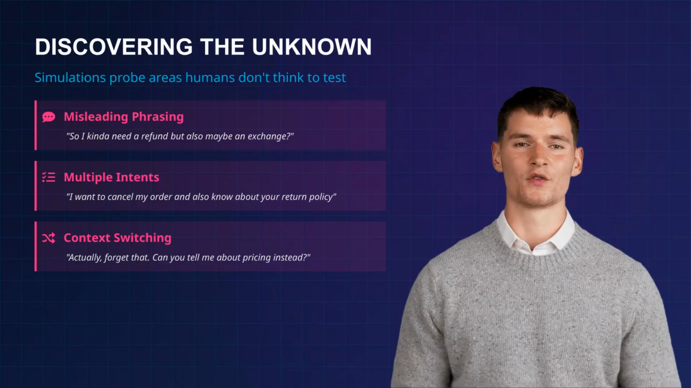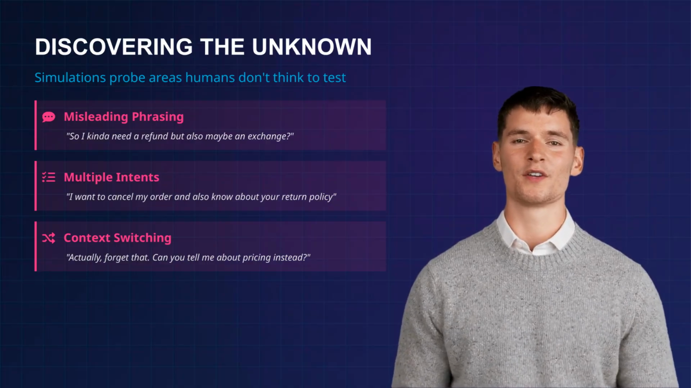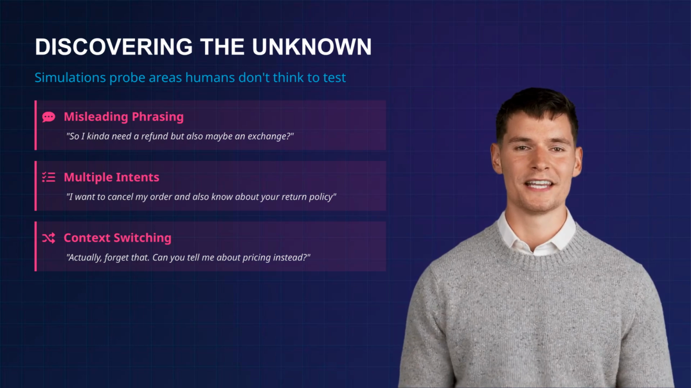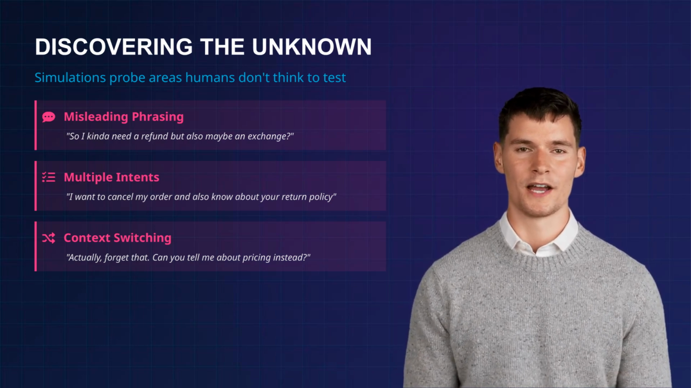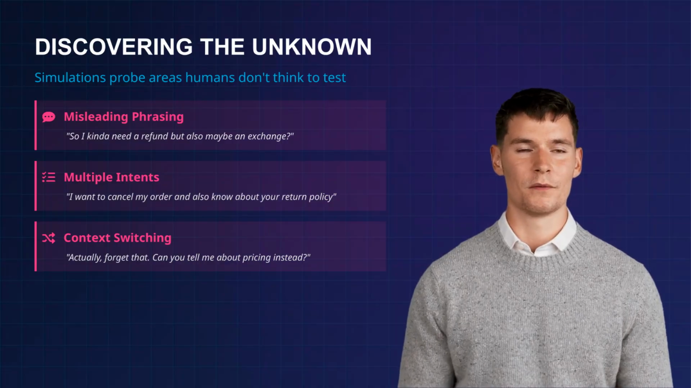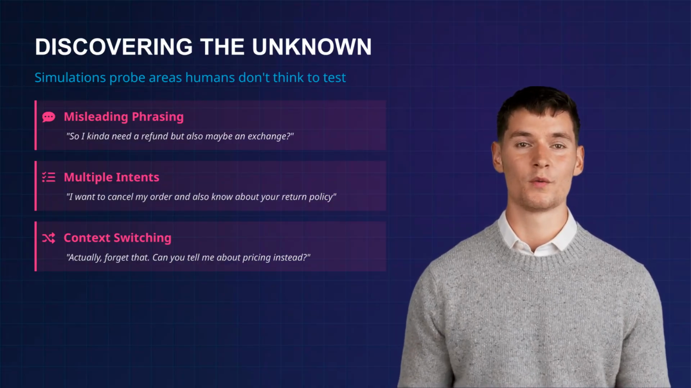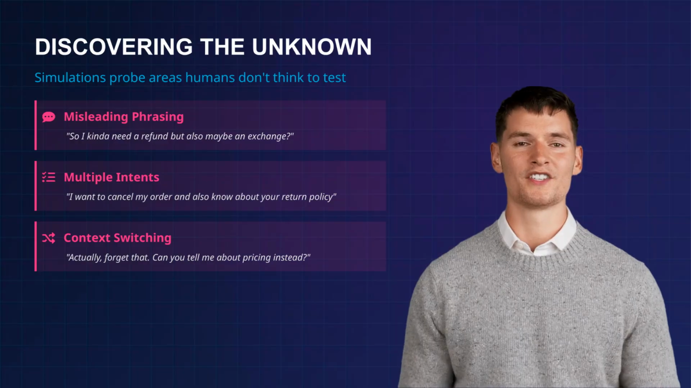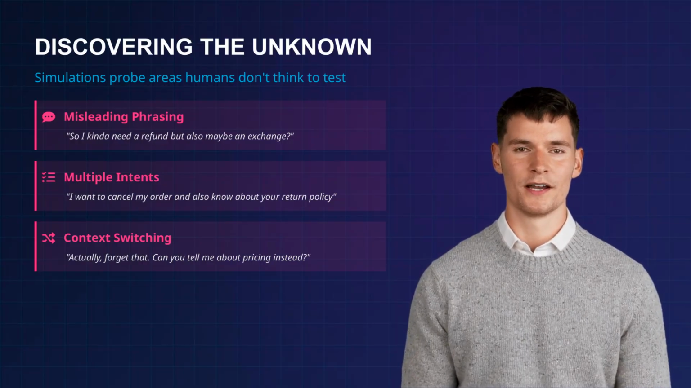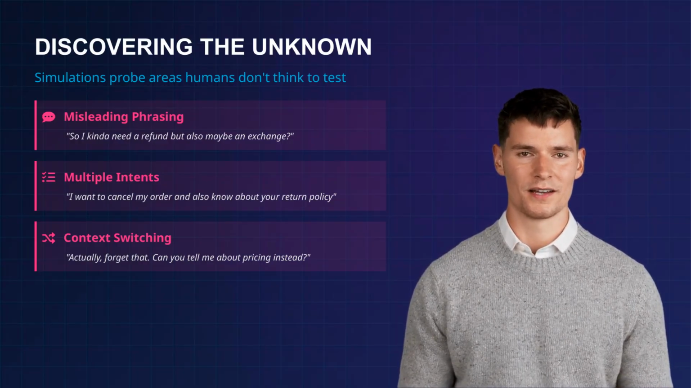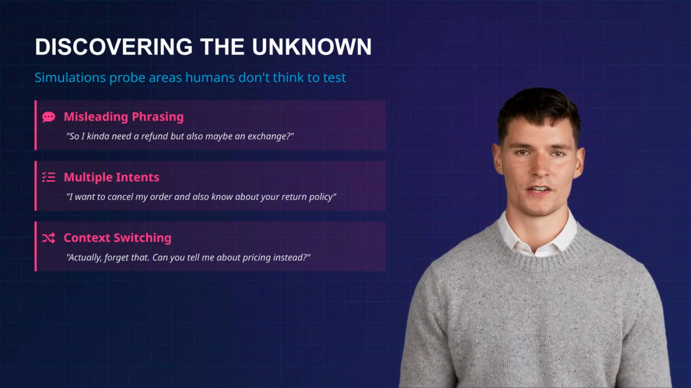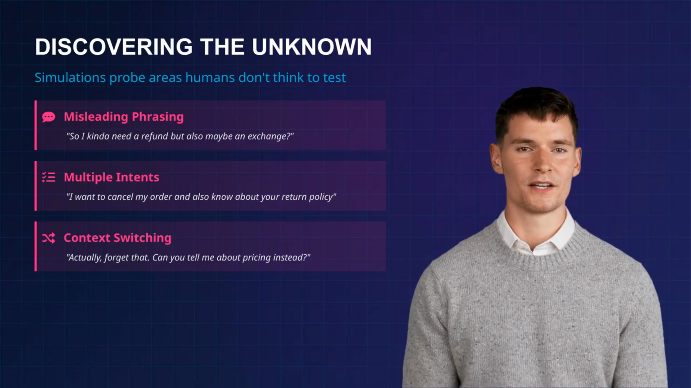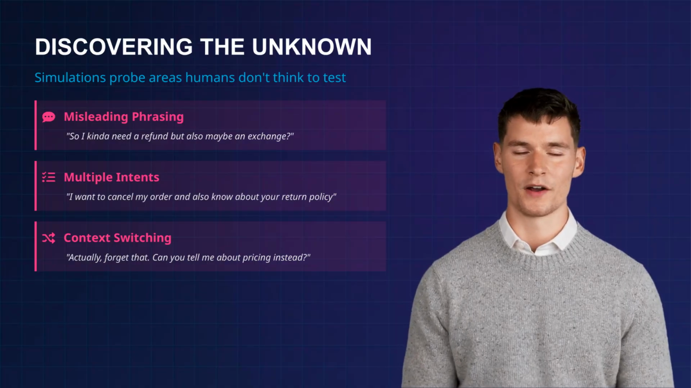One of the simulator's greatest strengths is finding issues humans wouldn't think to test. It can detect misleading phrasing, prompts where ambiguous language throws off the AI. It tests multiple intents, when a user asks for 2 or more things in a single request. It challenges context switching, sudden changes in topic mid-conversation, and it probes vague inputs, slang, shorthand, or imprecise language that could confuse the AI. These are the situations that cause real-world failures. By surfacing them before deployment, the simulator helps you fix weaknesses before they impact customers.